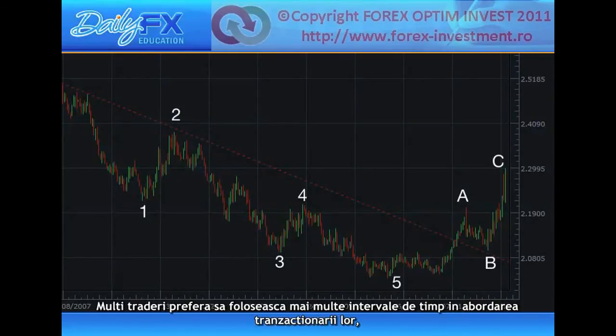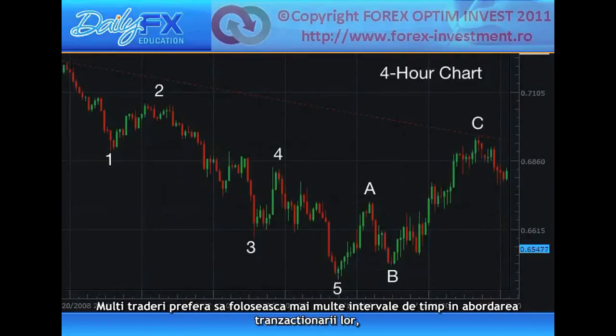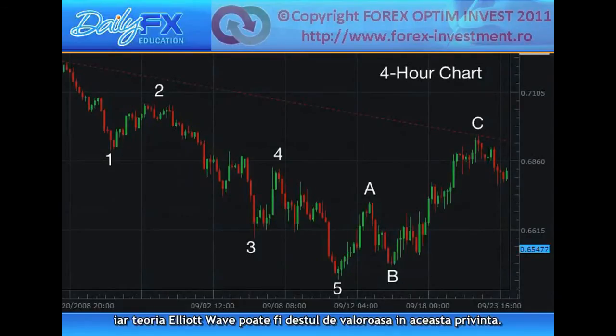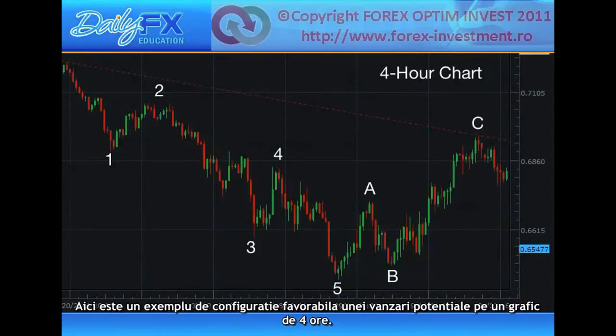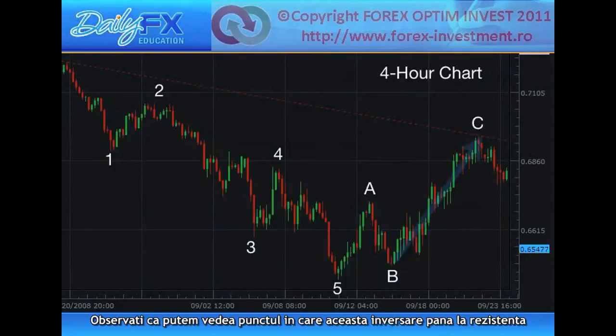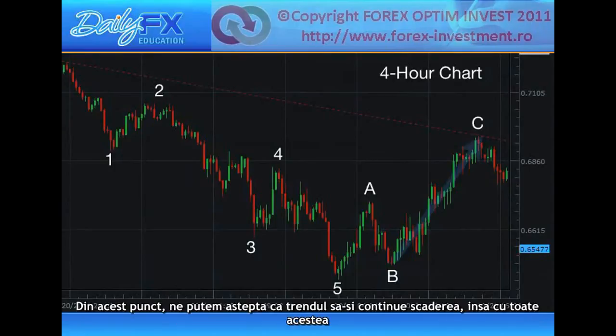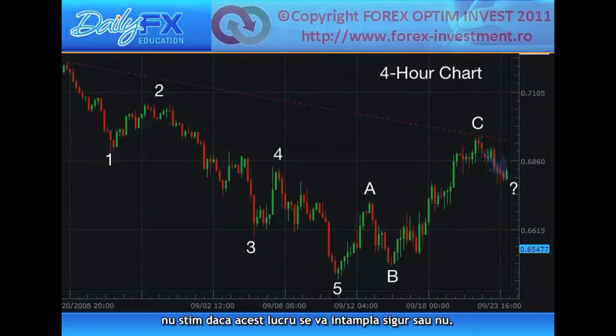Now, many traders like to use multiple time frames in their approach to trading, and Elliott wave can be quite valuable in this regard. Here's an example of a potential sell setup on a 4-hour chart. Note that we can see where this pullback up to resistance could be considered the completion of wave C. From this point, we can expect the trend to continue. However, we don't know if this will happen for sure or not. What can we do to further increase our confidence in the outcome?